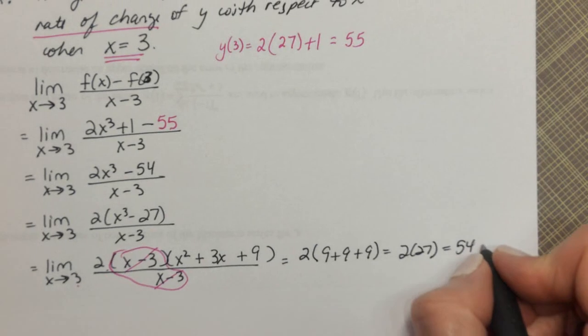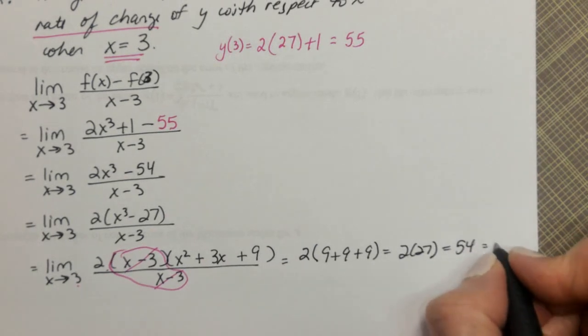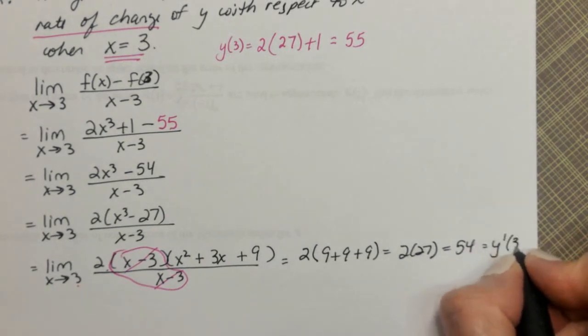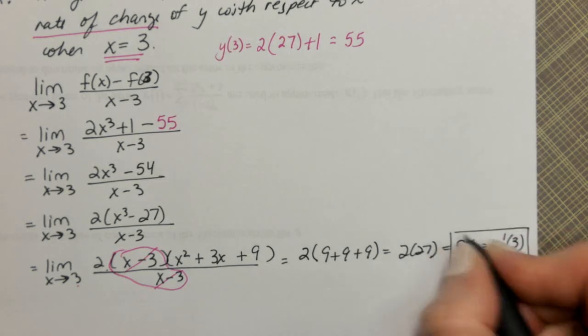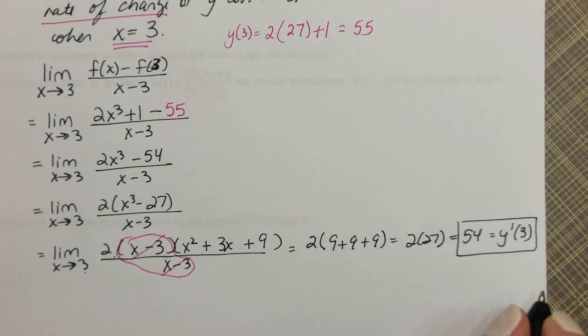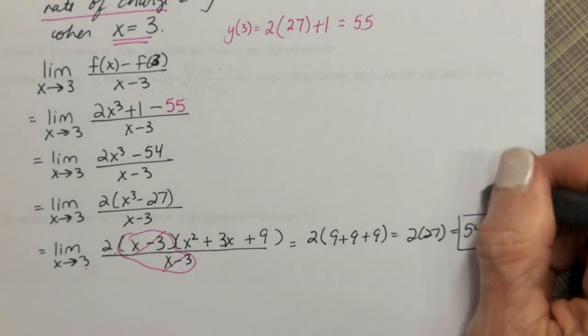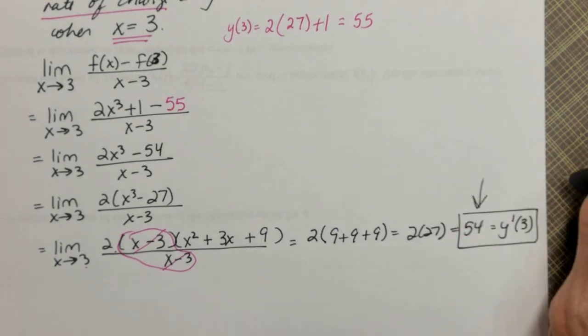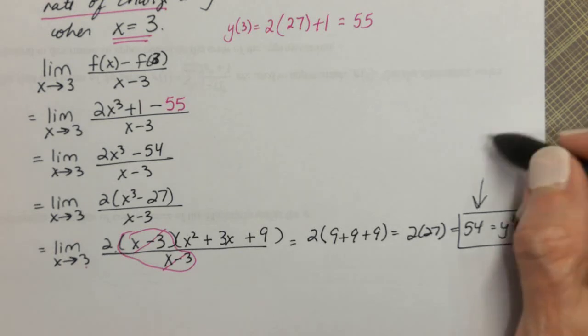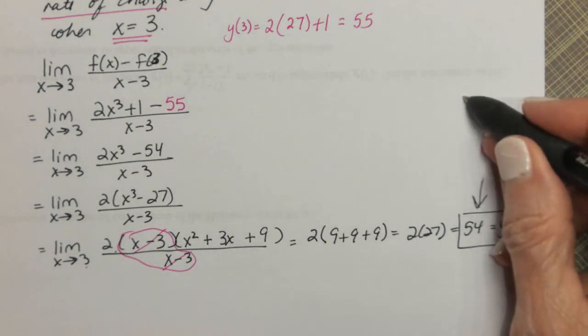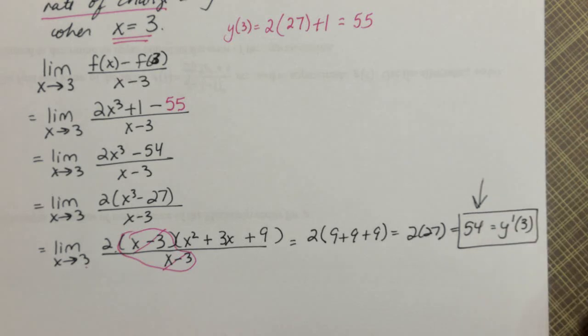So that is y prime at 3. That would be the notation for that. That is a very steep slope. Up 54 over 1. That's a steep slope. Do you agree?